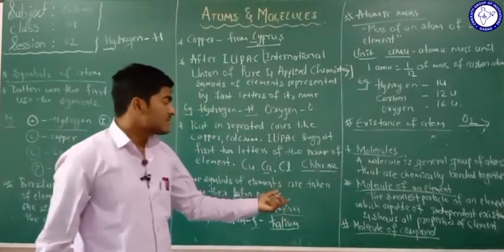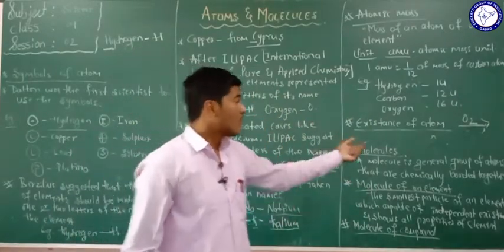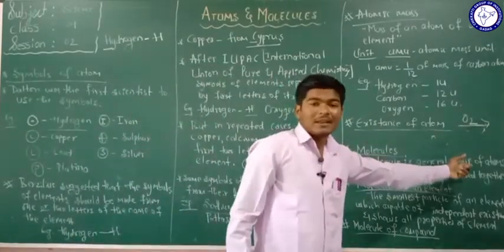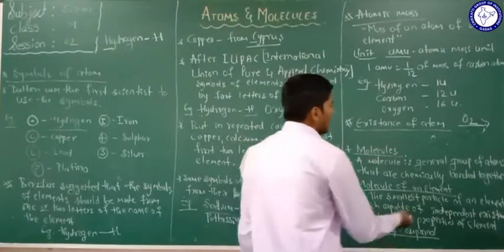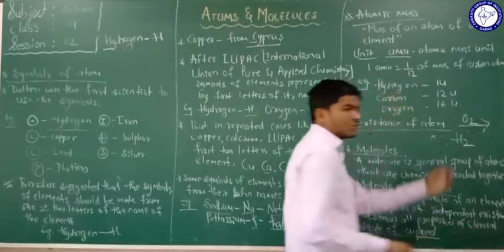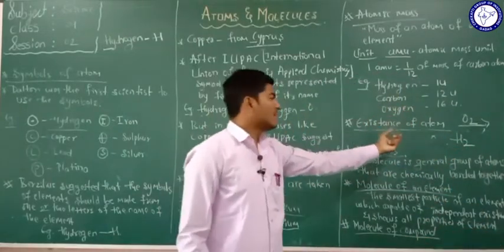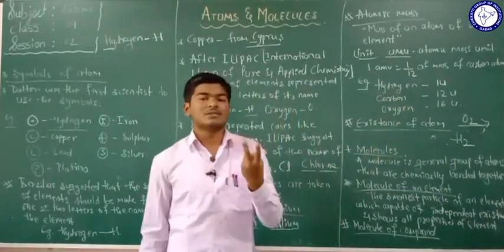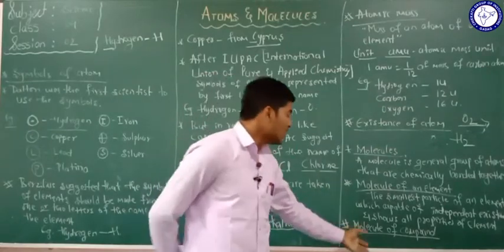So now I am discussing the molecule of a compound. You are clear about the molecule of an element here. Another example I am taking here: you can take hydrogen, H2. The H2 molecule contains two hydrogen atoms. Like that, the molecule of a compound.